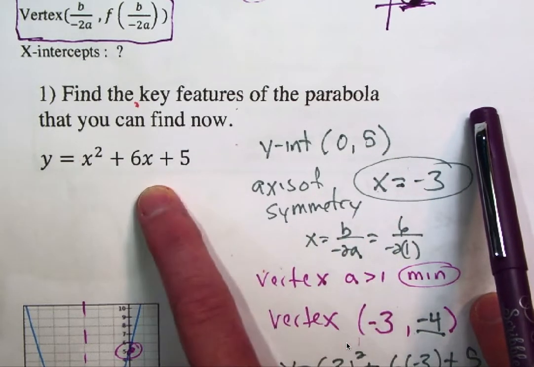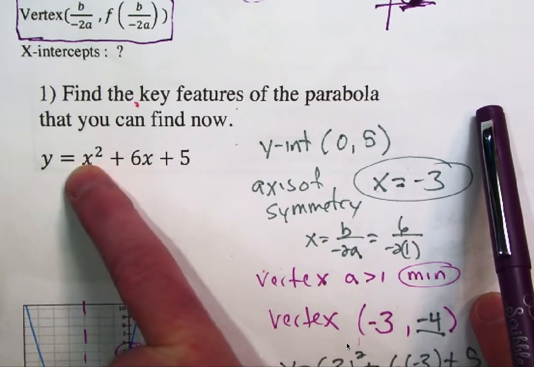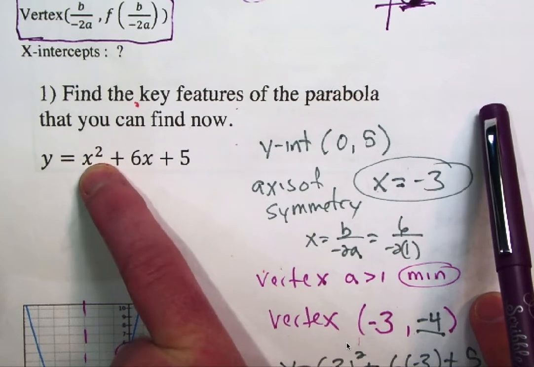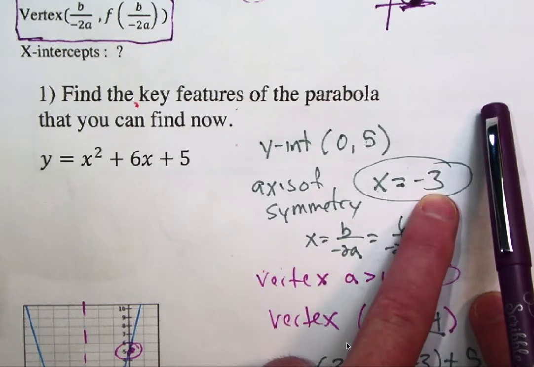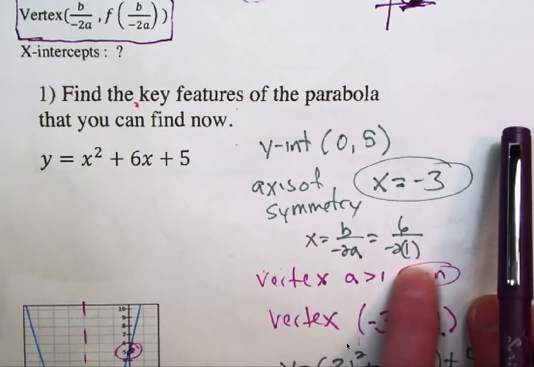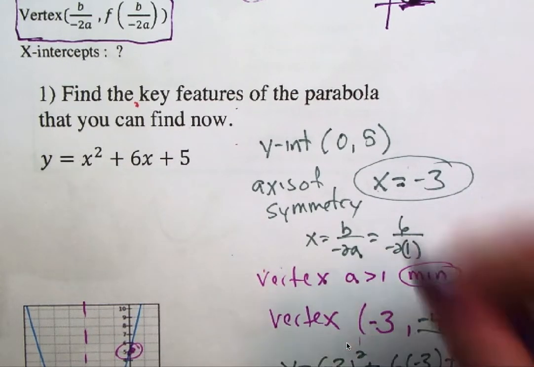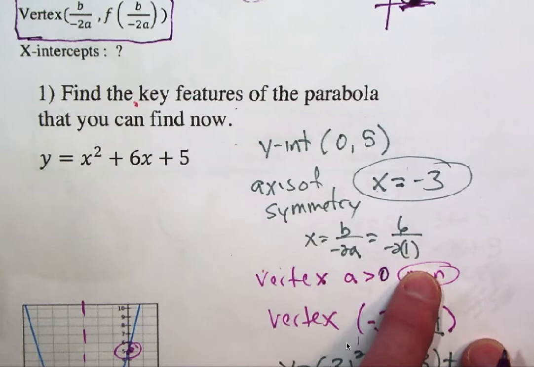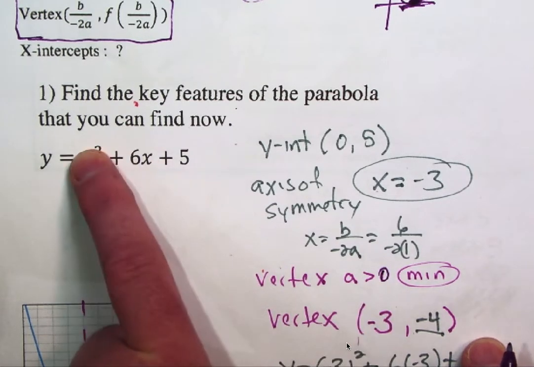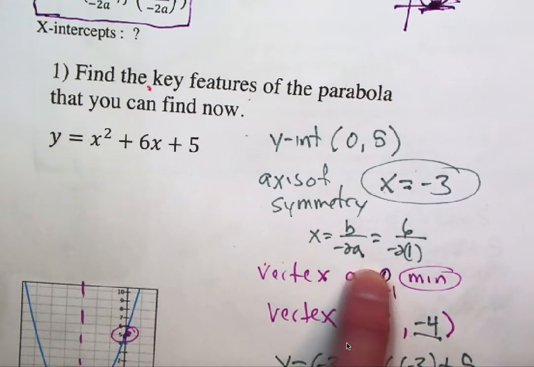You do that by taking the b, which is 6, over -2 times whatever the a is. The a in this case is 1, right? Because if there's no number in front of a variable, it's 1. So if you do the math, you get the axis of symmetry at -3. The vertex, since a is greater than 0, and hence 1, we're going to have a minimum. Since a is +1, we're going to have a minimum. Okay, and you can see the graph has a minimum.